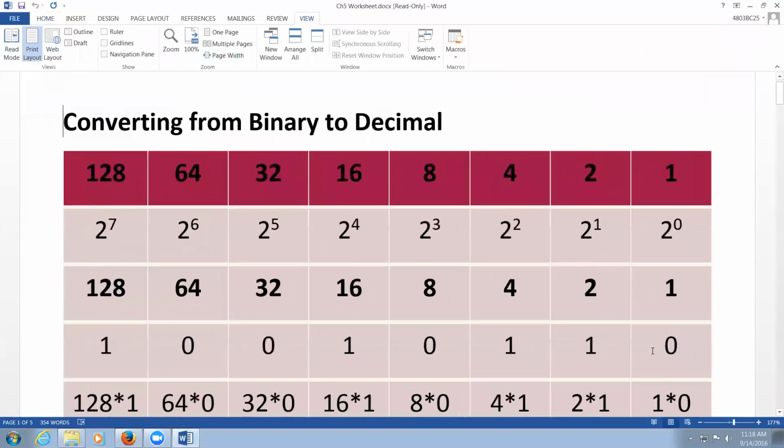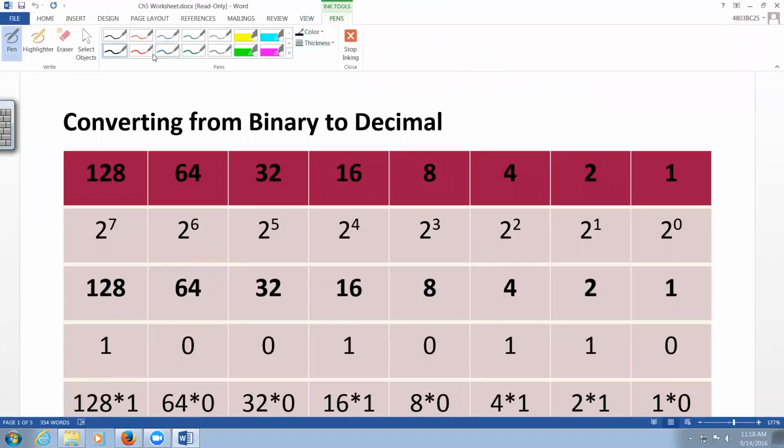View and do page width. All right, so we see right here, hopefully my pen works. Pens, red.